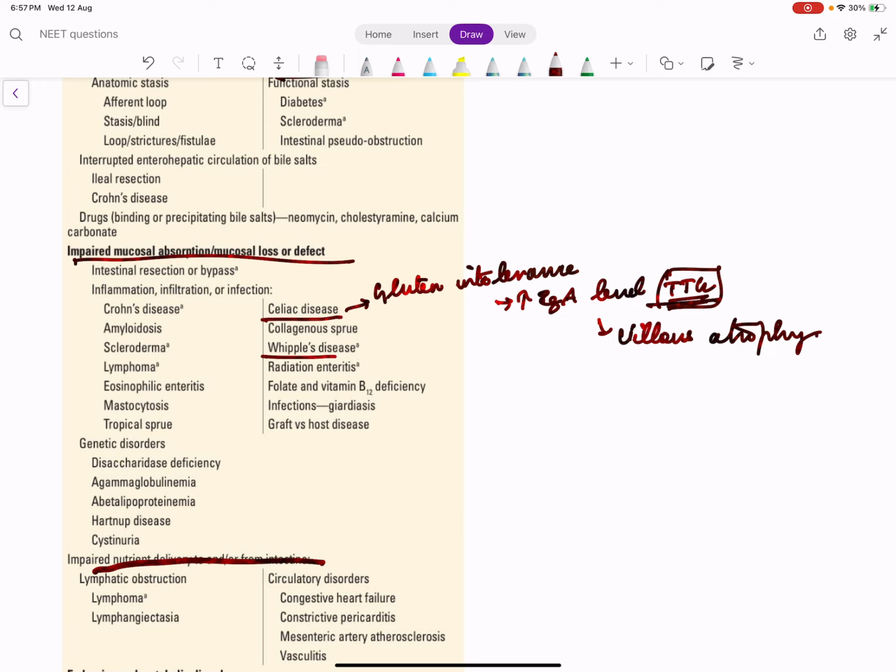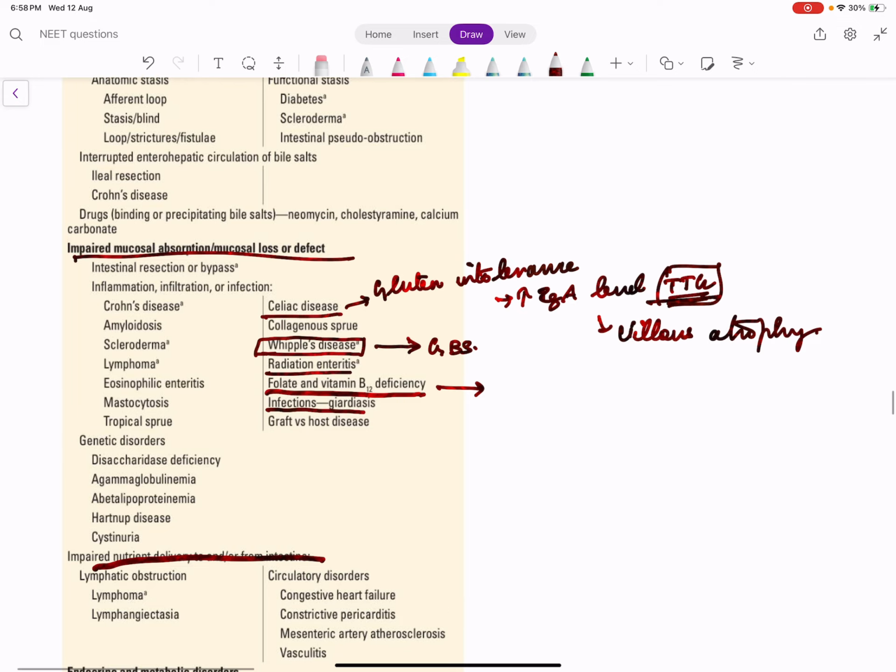We have an infection called Whipple's disease. Tropheryma whipplei is an infection that causes diarrhea, and we know that post Whipple's disease diarrhea there will be GBS. Okay, radiation enteritis is another condition damaging the mucosa. And folate and vitamin B12 are very important vitamins needed for mucosal proliferation. So when these vitamins are deficient, there will be problems and diarrhea.